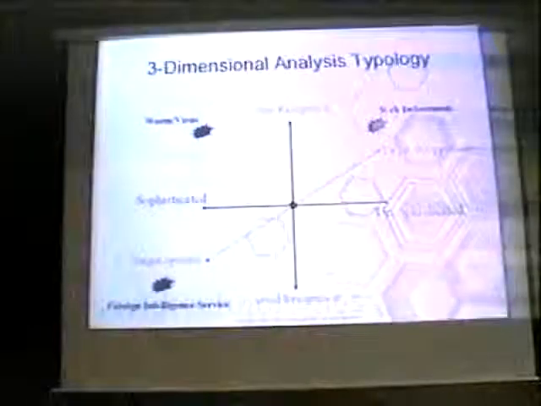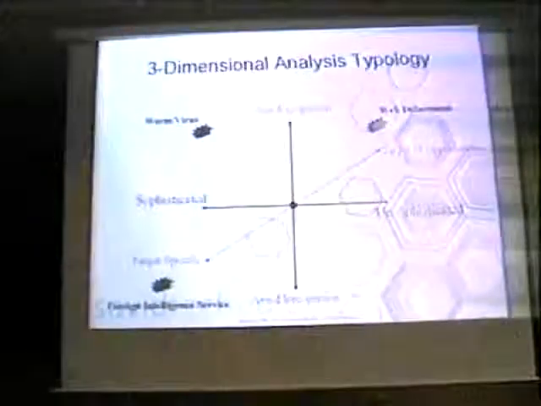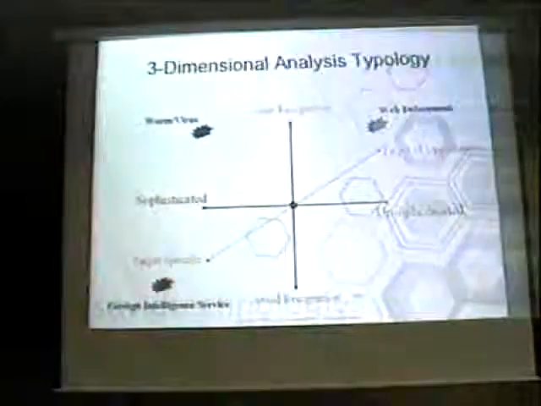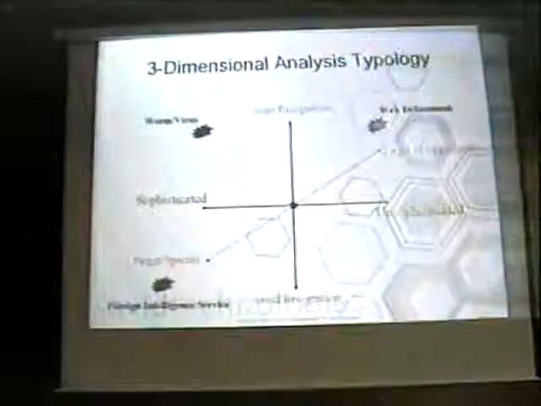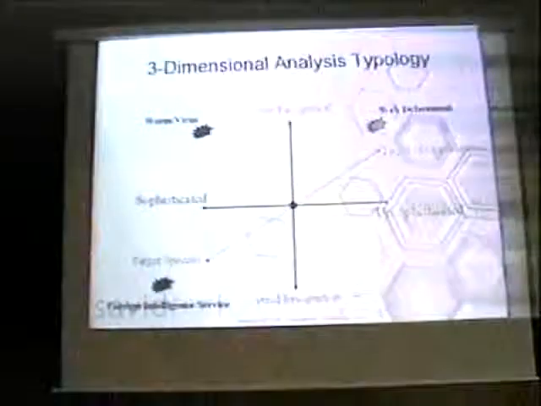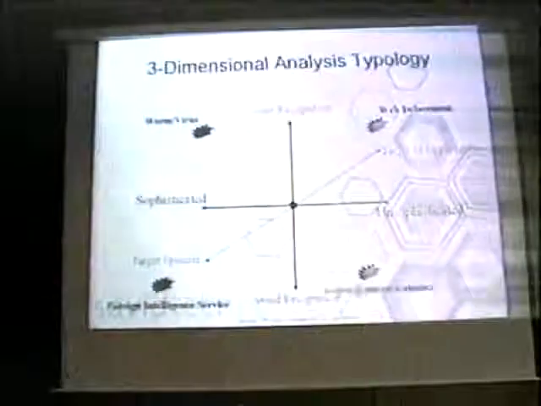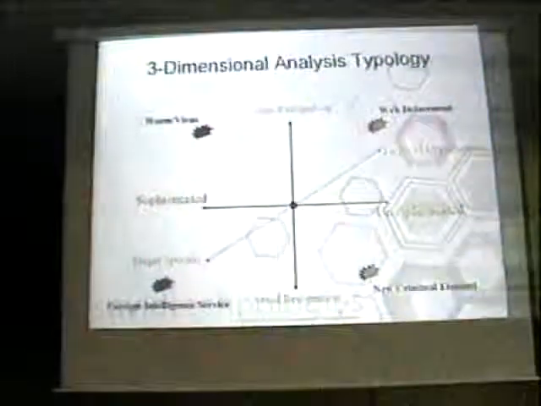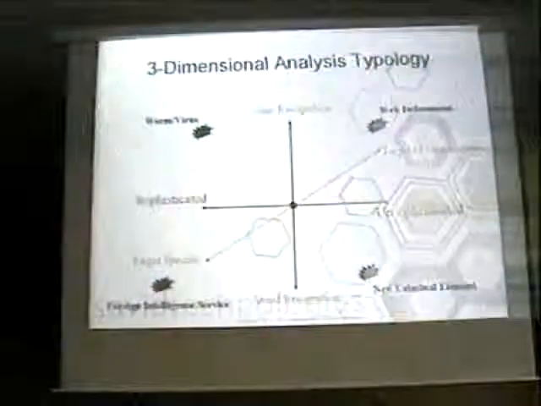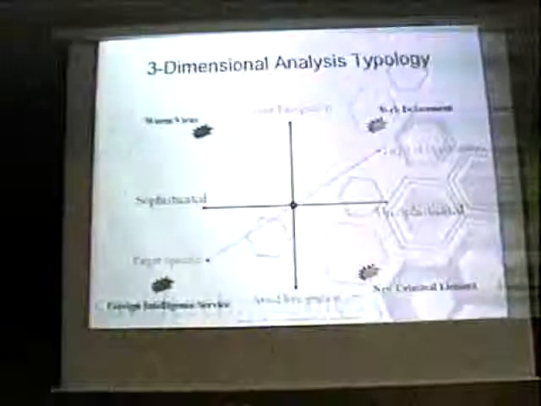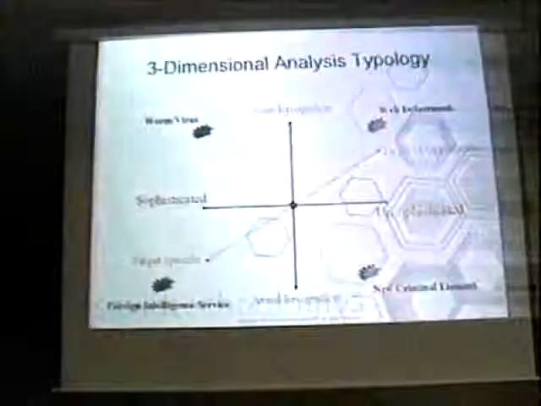A new worm or virus, they definitely want to gain recognition, and they're normally highly sophisticated. Foreign intelligence services are also highly sophisticated, and they want to avoid recognition. Web defacements, of course, they want the world to see, and web defacement is not a very sophisticated form of attack, not anymore. Then you have a new criminal element. They're unsophisticated because they're learning, though in today's world criminal elements are getting really sophisticated with what they're doing, but they also want to avoid recognition. So there are these types that you can try to put attackers into.